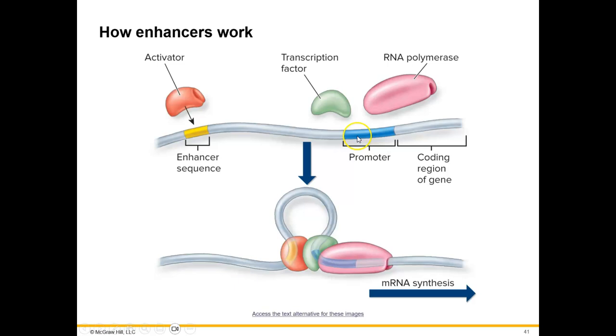We will bend our DNA strand so that our activator and transcription factor can align with RNA polymerase and kick off the transcribing of our coding region of the gene that comes after the promoter.